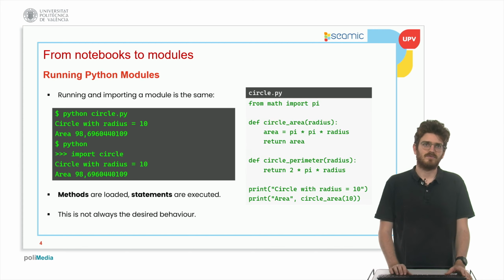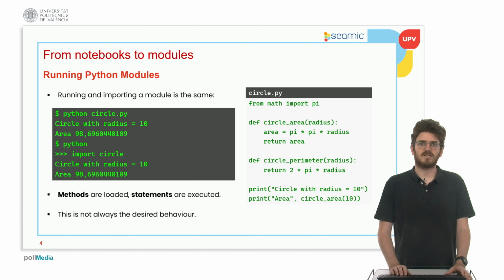In this slide, you can see a circle module, which first imports a constant pi from the math module, and then defines a couple of functions to work with circles. In this case, the area and the perimeter of circles for a given radius. Then it performs a couple of print statements, first to tell us that we have a circle with radius 10, and then shows us the area of the circle by calling the circle area function.